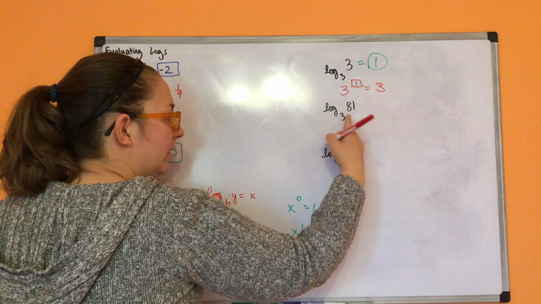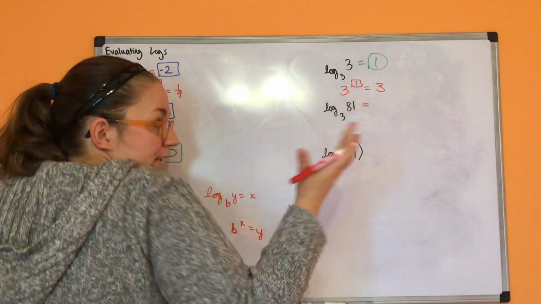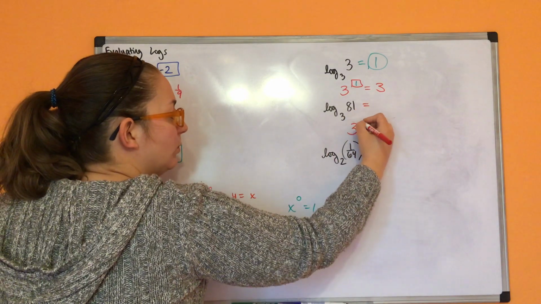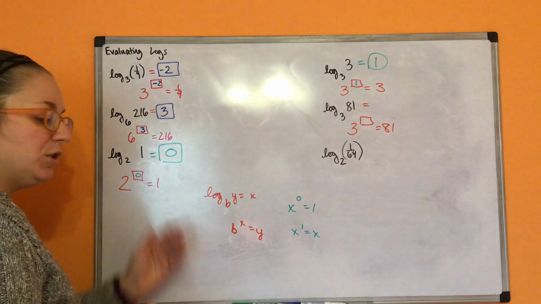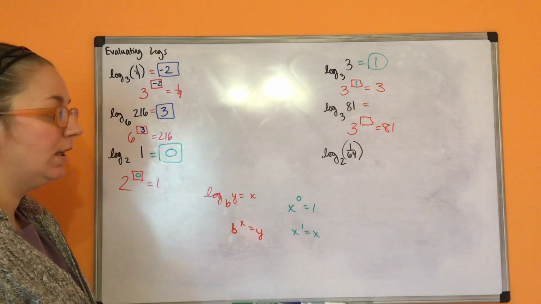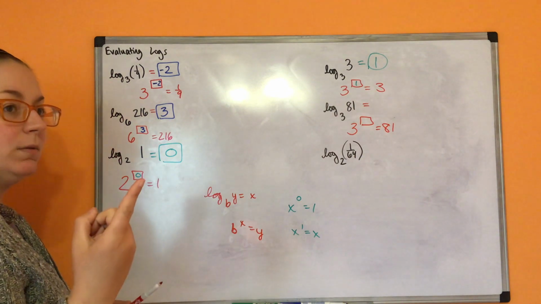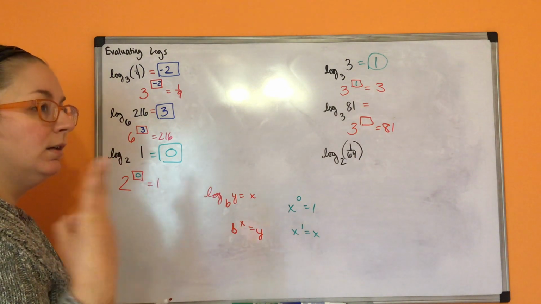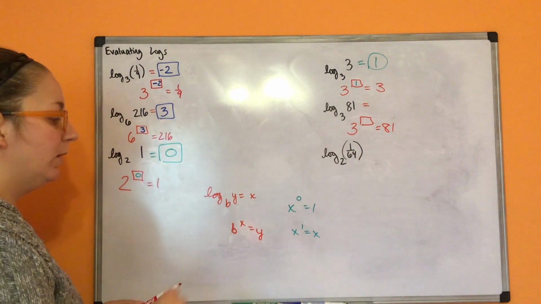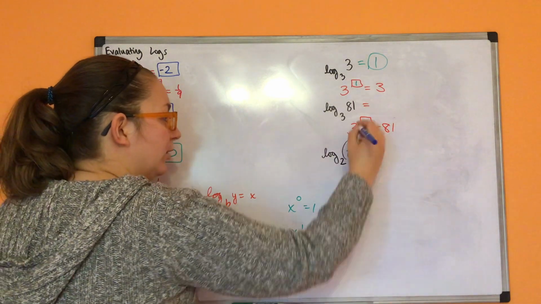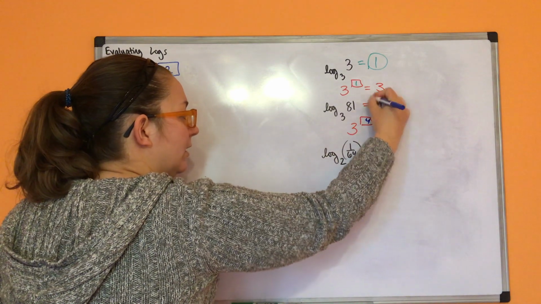Next, log base 3 of 81 equals something. What I'm thinking is, what power do I put on 3 to get to 81? So if you can look in your table of exponents, you can use a calculator. 3 to the 1 is 3, 3 squared is 9, 3 to the 3 is 27, 3 to the 4 is 81. So I need a 4th power, so my answer here is 4.